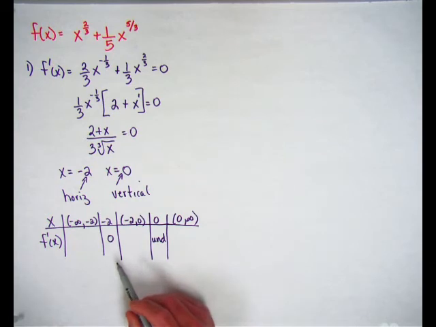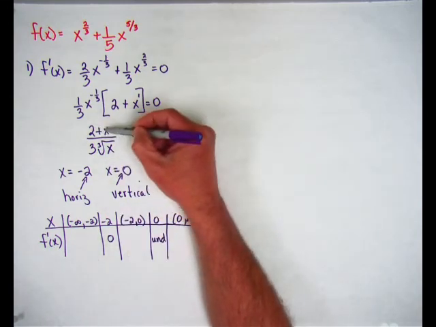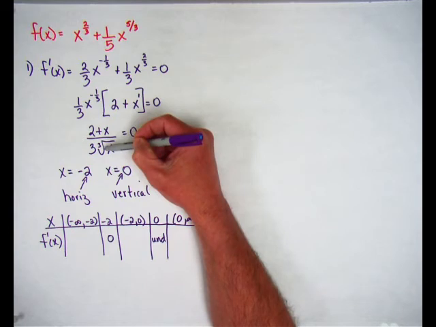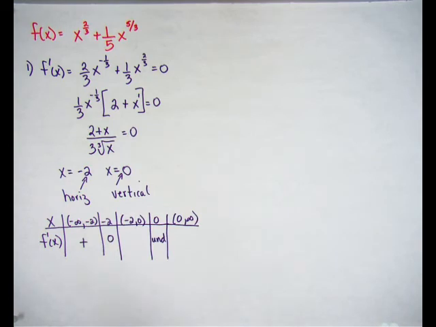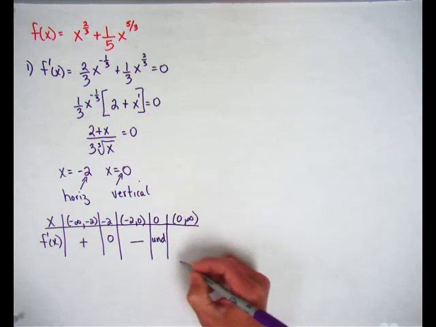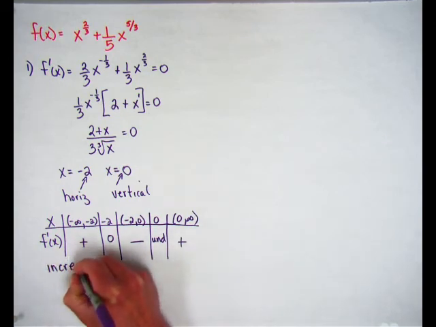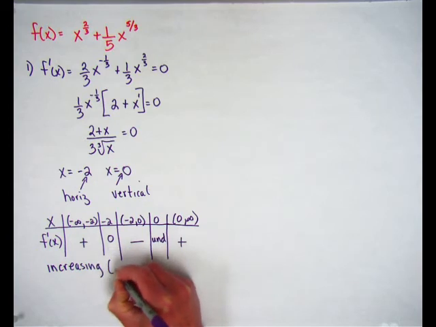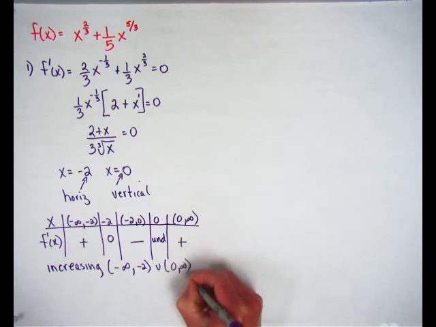Now to do the test, we just plug numbers from each interval into our first derivative. So if I pick something like negative 3, I get 2 plus negative 3, which is a negative. The cube root of negative 3 is a negative, so we end up with a negative over a negative, which is a positive. If I pick negative 1, this will be positive, but this will be negative, so I get a negative. And if I pick something bigger than 0, like 1, everything is going to be positive. So I would say that this curve is increasing from negative infinity to negative 2, union 0 to infinity.